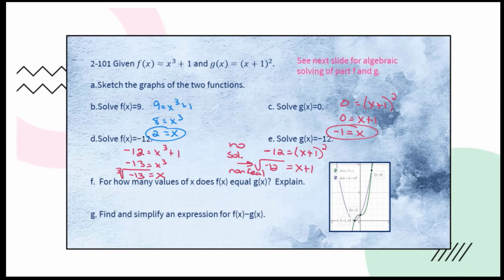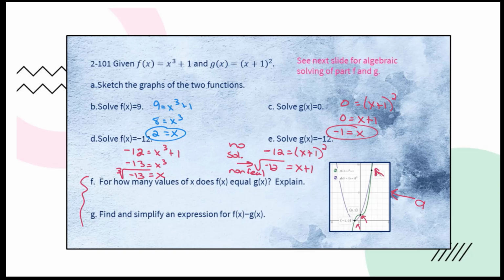Moving on. Okay, for 2-101, we have two different slides. Again, I've written everything out, and you'll see it on the next slide too. We're going to take care of F and G on the next page. But for this one, I sketched both functions. You'll see that this is part A, okay? And you'll see where they intersect at different spots, which we'll talk more about on the next slide as well.